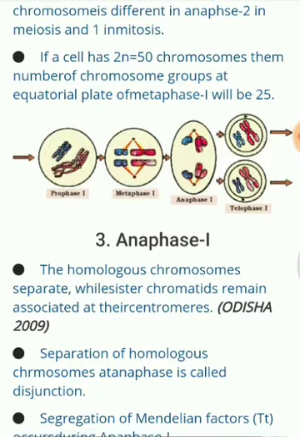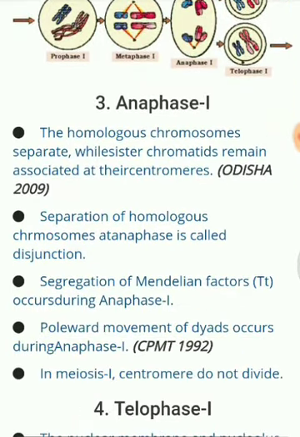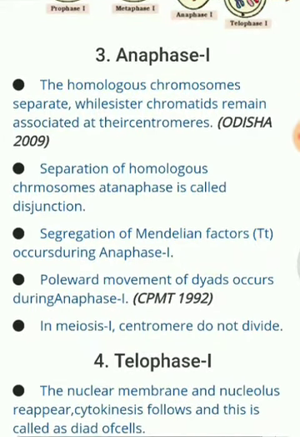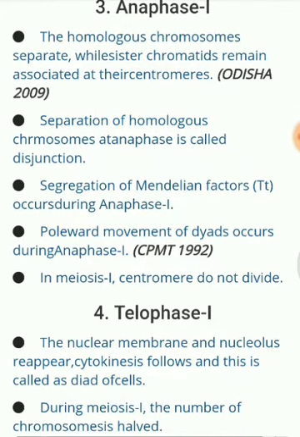Anaphase 1. The homologous chromosomes separate while sister chromatids remain associated at the centromeres. Separation of homologous chromosomes at anaphase is called disjunction. Segregation of Mendelian factors (TT) occurs during anaphase 1. Polar movement of dyads occurs during anaphase 1. In meiosis 1, centromeres do not divide.